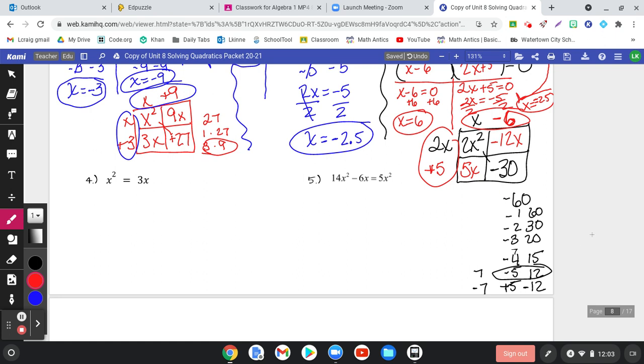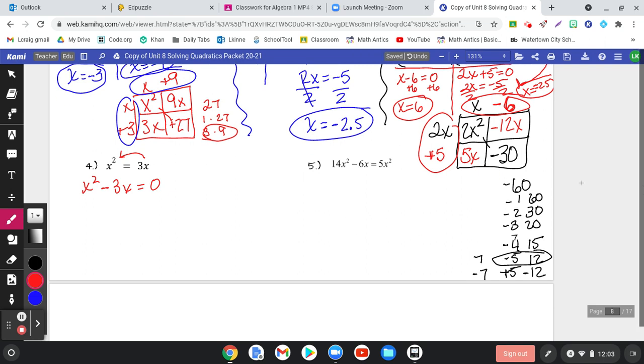I know this is tricky, just bear with me. So I'm going to bring the 3x to the other side. It's positive, so it's going to be x squared minus 3x. Now this one does have a GCF, but they both have an x. So I'm going to pull the x out. I'm left with x minus 3 equals 0. Right? X times x is x squared. X times negative 3 is negative 3x.